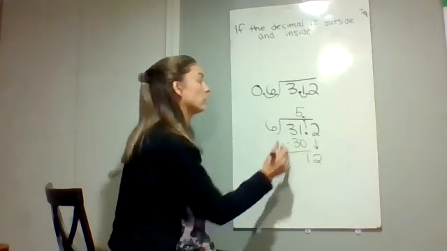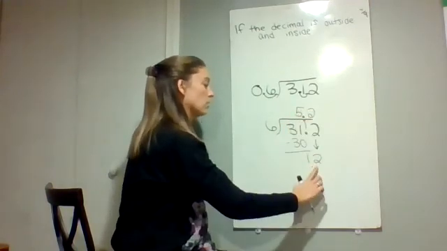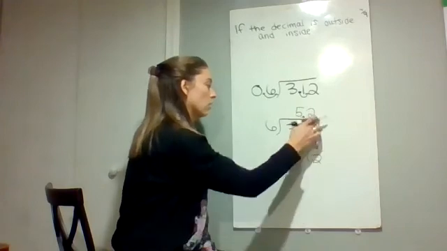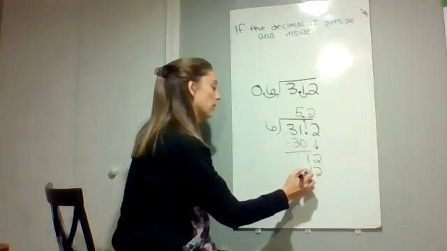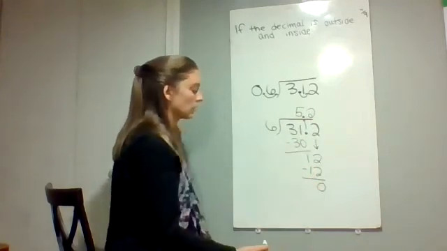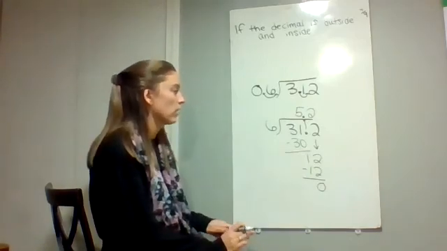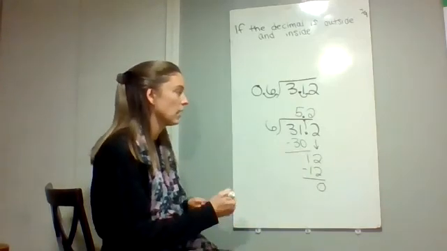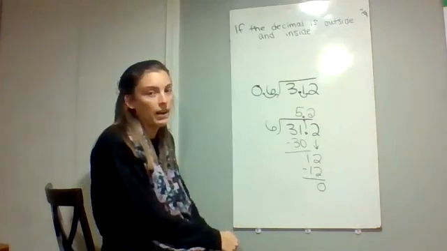6 goes into 12 2 times. Made sure to write it above that 2. Now I multiply. I subtract. 0 is less than 6, so I'm on the right track. There's nothing left to bring down, so my final answer is 5 2/10.